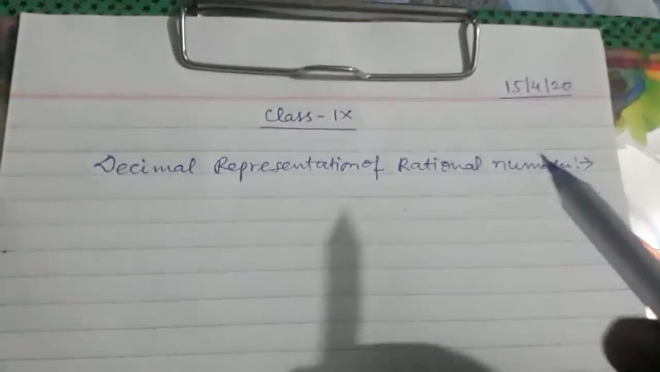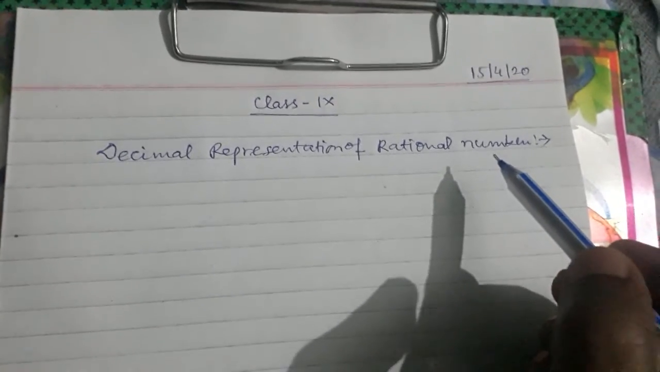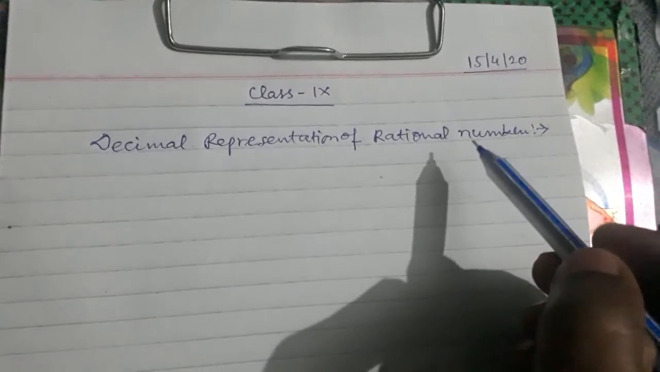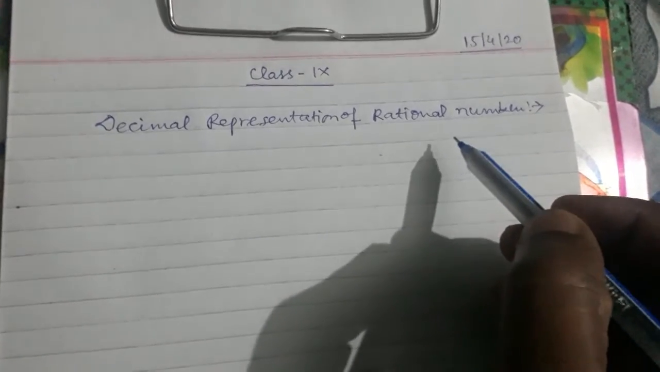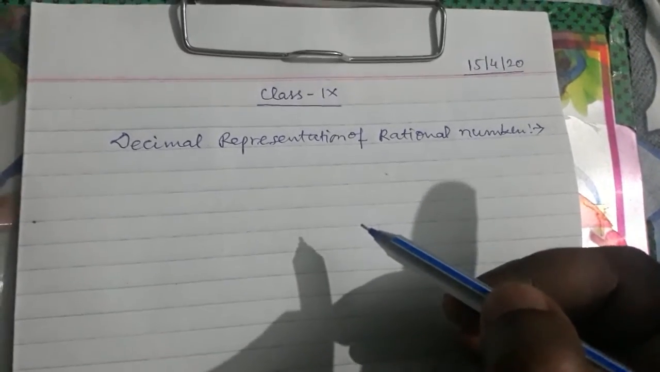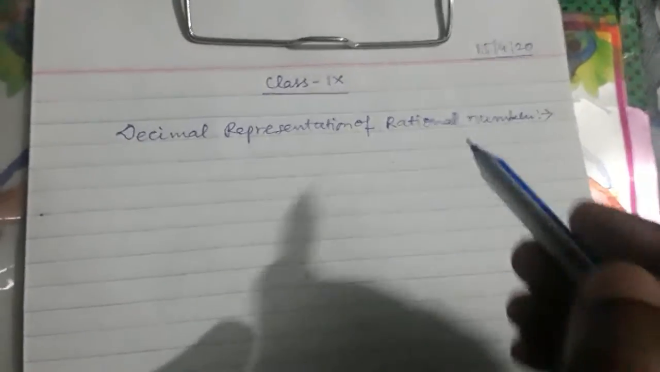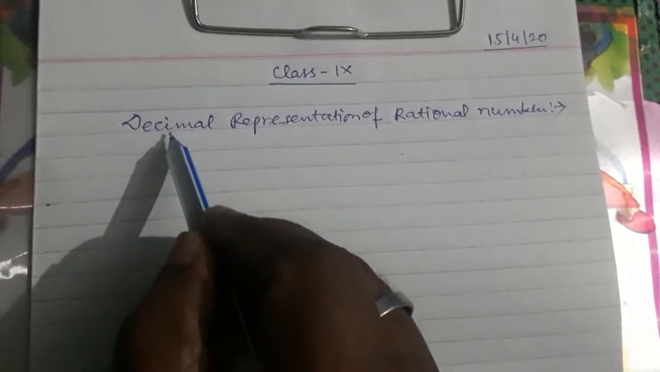In previous, we defined what a rational number is. Those numbers which can be written in the form of p by q, where q is not equal to 0, are called rational numbers. And today our topic is how we have to represent a rational number in decimal form.